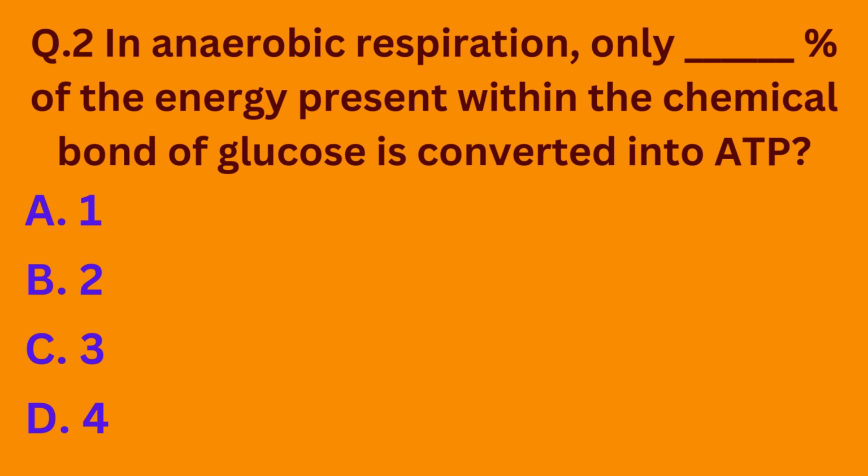Coming to question number 2, in anaerobic respiration, only dash percent of the energy present within the chemical bond of glucose is converted into ATP. Option A 1, option B 2, option C 3, option D 4. So students, only 2% of the energy present within the chemical bond of glucose is converted into ATP. So the correct option is option B.